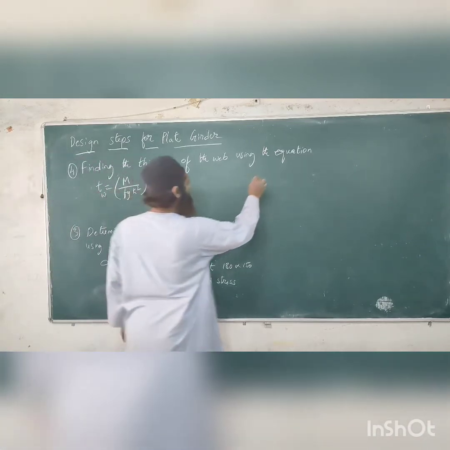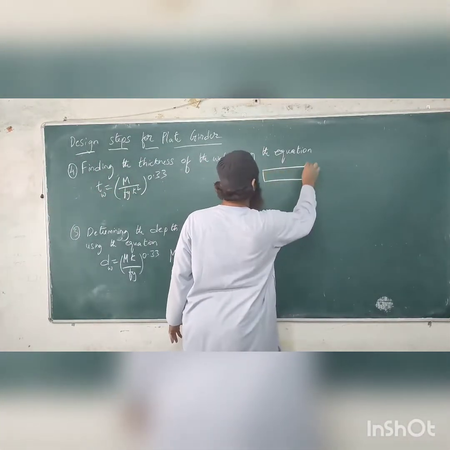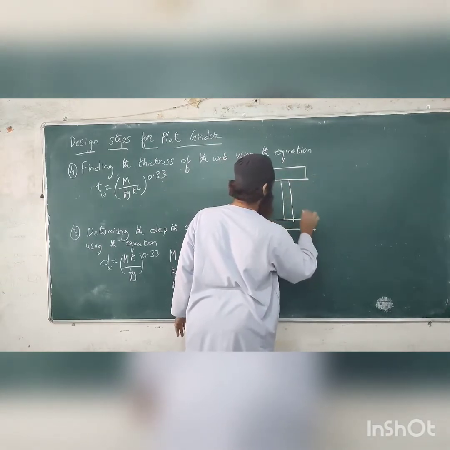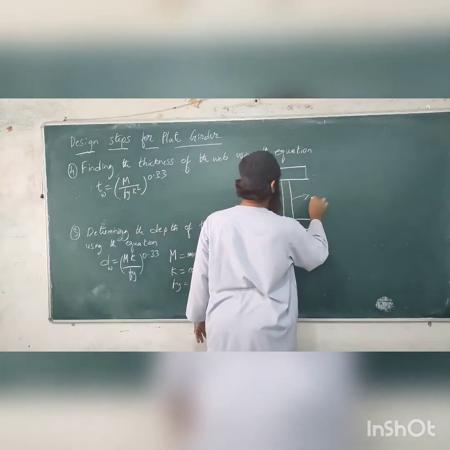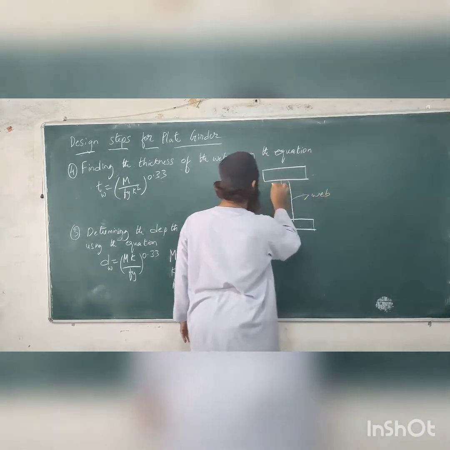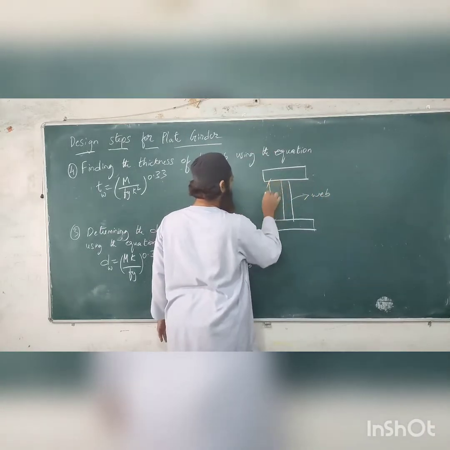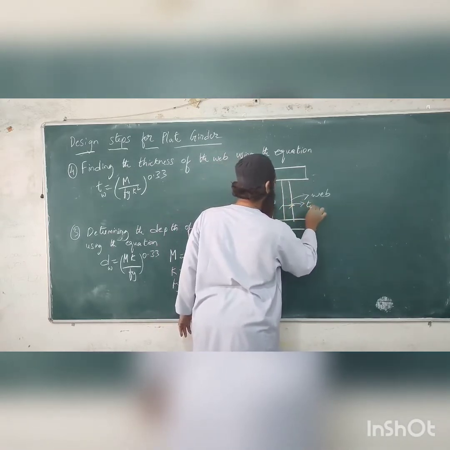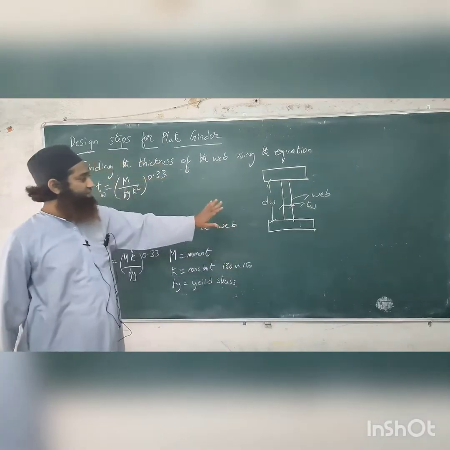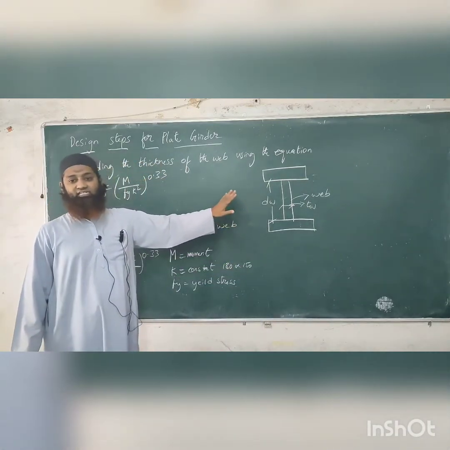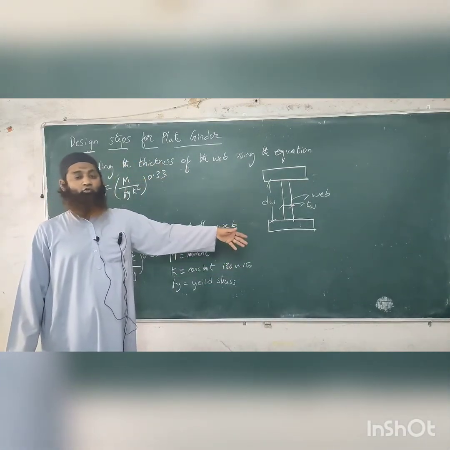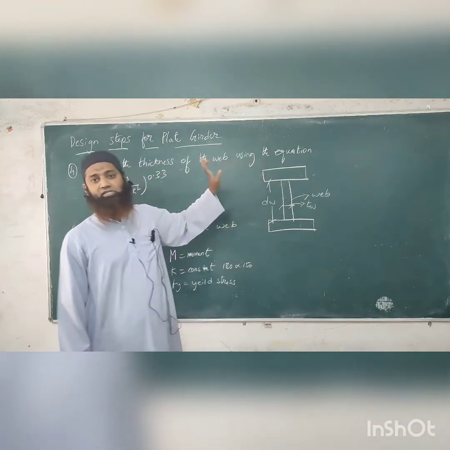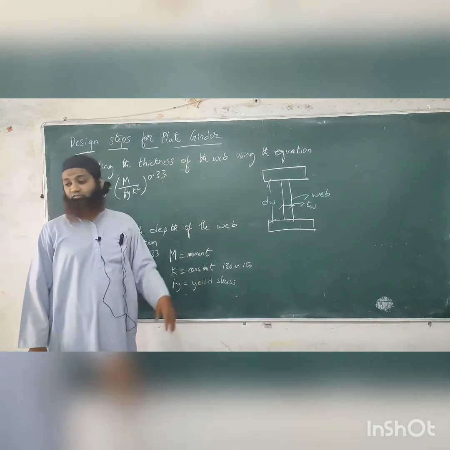Now what we have got, this is our I section, and this is the web that we have designed here. In the web we have got this depth dw, and we have got this thickness tw. So now we have determined the thickness of the web as well as the depth of the web. Now we'll have to determine the size of the flange. We'll be seeing the size of the flange here.